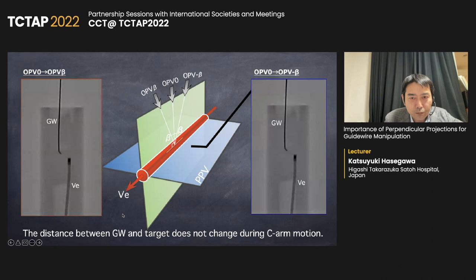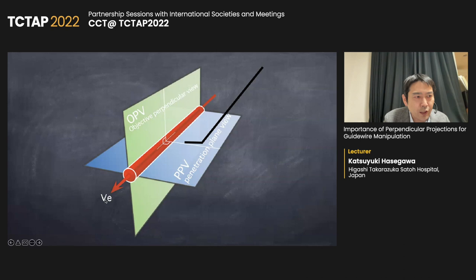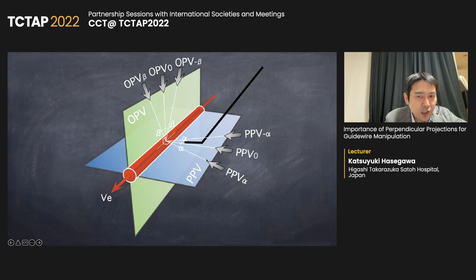The relationship between VE and PPV, the penetration plane, and the object on plane, the objective perpendicular view, is essential for the understanding of perpendicular views. And the concept of PPV alpha and OPV beta is also important.